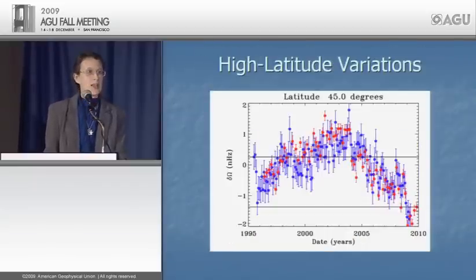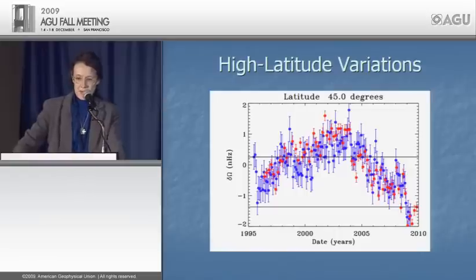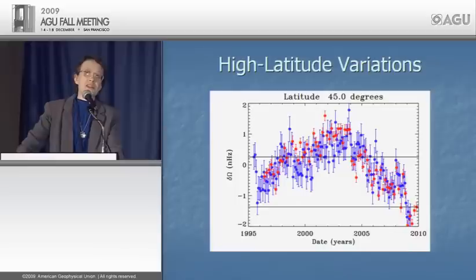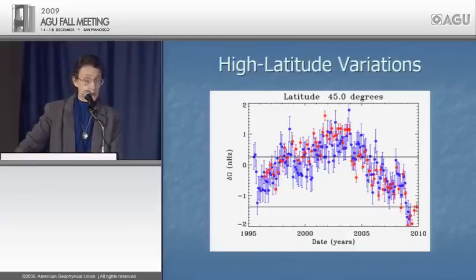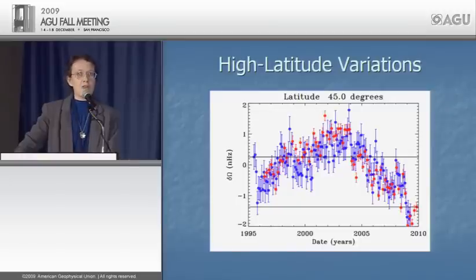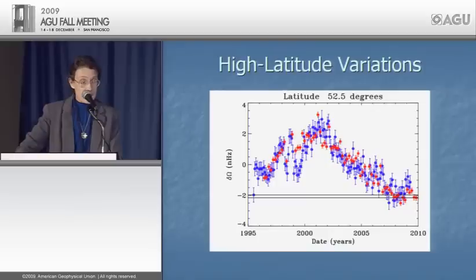Okay, next. Now, when I talk about this, people look at these plots and they look at the high latitudes and they say, what's going on with that? So I thought I'd show you some plots of the residuals after subtraction of the mean rotation rate as a function of time at the higher latitudes, where the poleward branch of the torsional oscillation pattern is. So that's at 45 degrees, where it's kind of messy. The blue points are GONG and the red points are from MDI. Next.